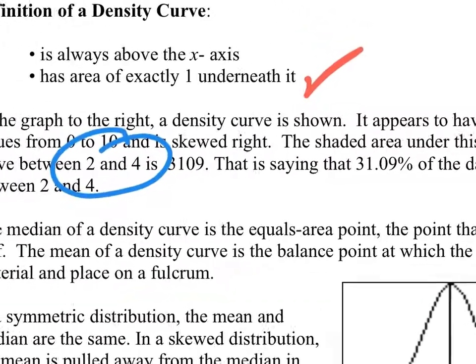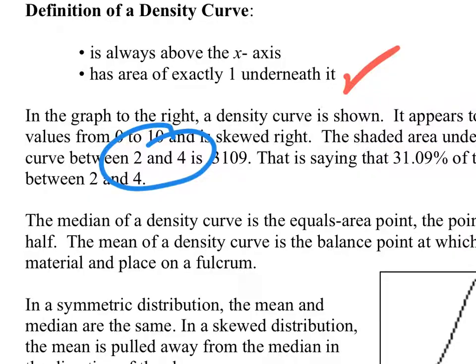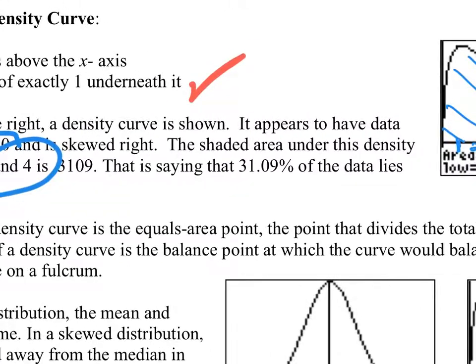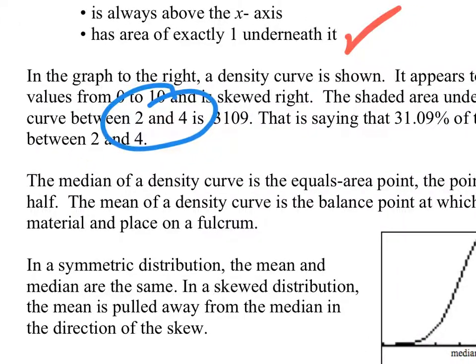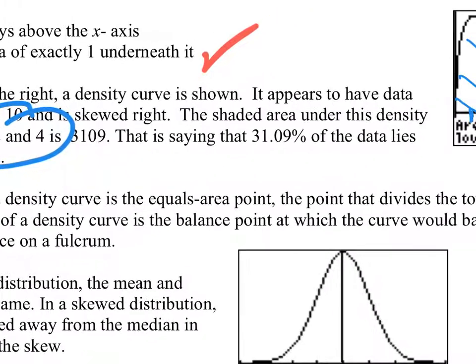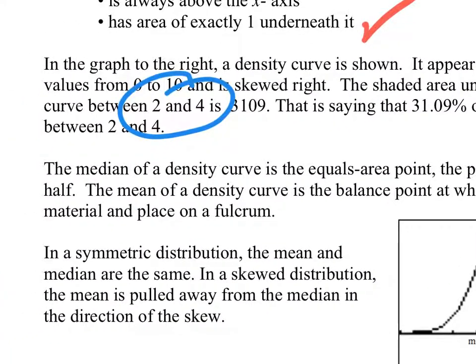Yep, he did mention it was skewed right. He did mention it went from 0 to 10. He mentioned that the shaded area under this density curve was between 2 and 4, and it was 0.3109. That meant 31.09% of the data lies between 2 and 4. Okay, so that makes sense.